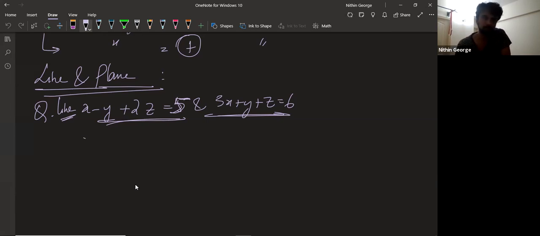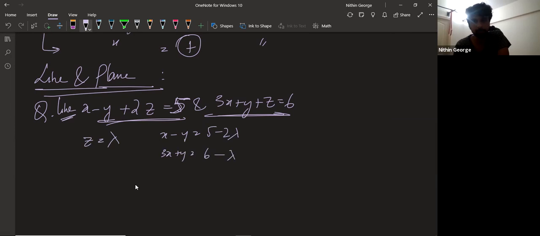So yeah, I'll start anyway. Technique is take z equal to lambda. Like take any of these as some lambda. So then what do you get the equation as x minus y equal to 5 minus 2 lambda and 3x plus y equal to 6 minus lambda. Simply add both of them. I get 4x equal to 11 minus 3 lambda. So I can write lambda here as 4x minus 11 divided by minus 3.